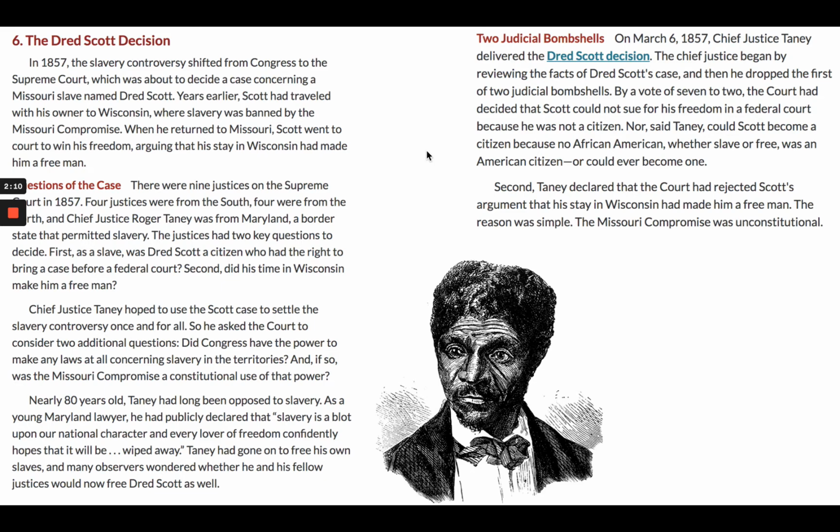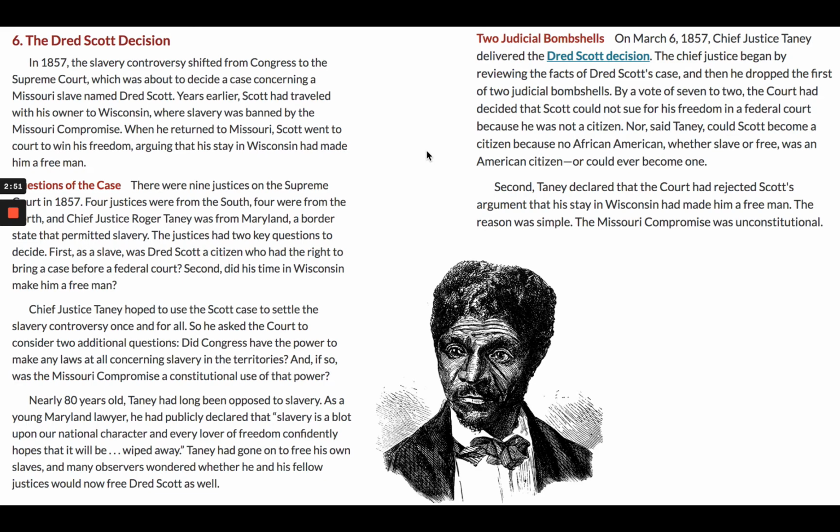So we see the Supreme Court justices split, half North, half South, with the key, Chief Justice Roger Taney, being from a middle state, which is known as a border state. Maryland, which did allow slavery. And then they had to ask this question, is this case even legal? Meaning, is Dred Scott considered a citizen? We know that African-American slaves had no legal rights, so therefore could not bring a case over the Supreme Court. And then second, was his time in Wisconsin long enough to make him a free man?